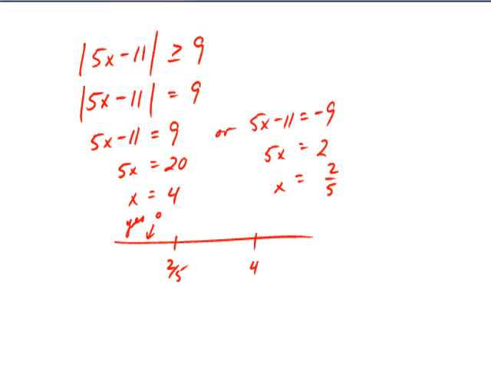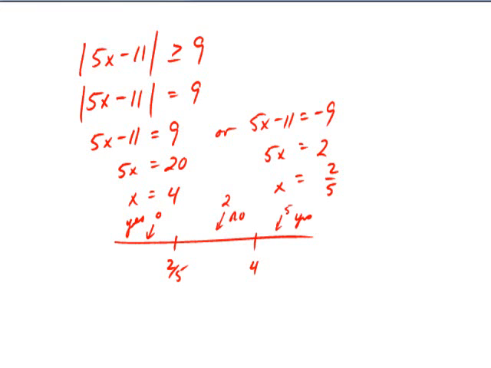If I try something in between 2/5 and 4, let's say I try 2. 5 times 2 is 10, minus 11 is negative 1. The absolute value of negative 1 is 1. That's not greater than or equal to 9, so I do not shade the middle interval. And if I try something greater than 4, let's say 5, I have 25 minus 11 is 14. The absolute value of 14 is greater than or equal to 9, so yes, I shade the outside interval.